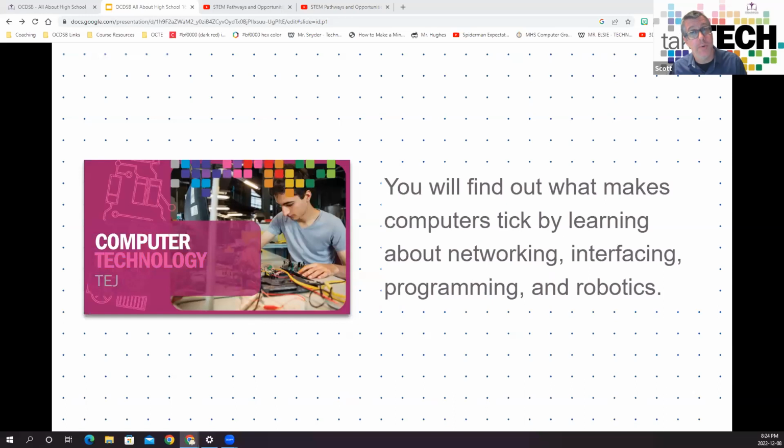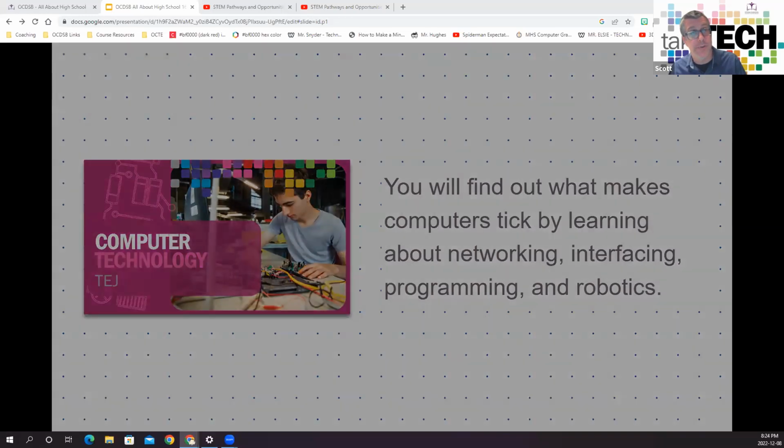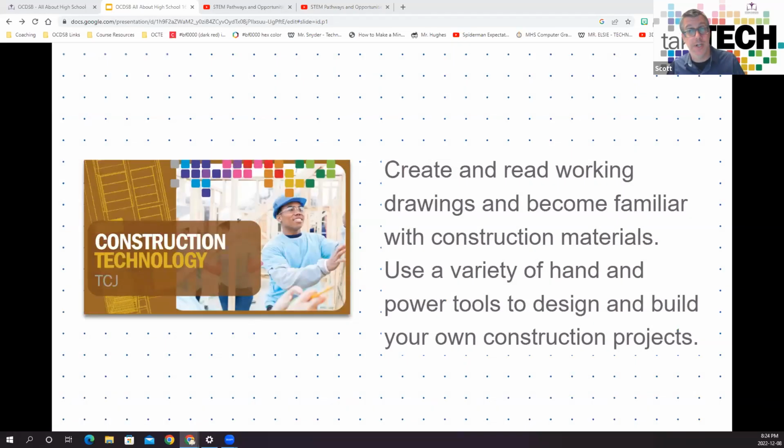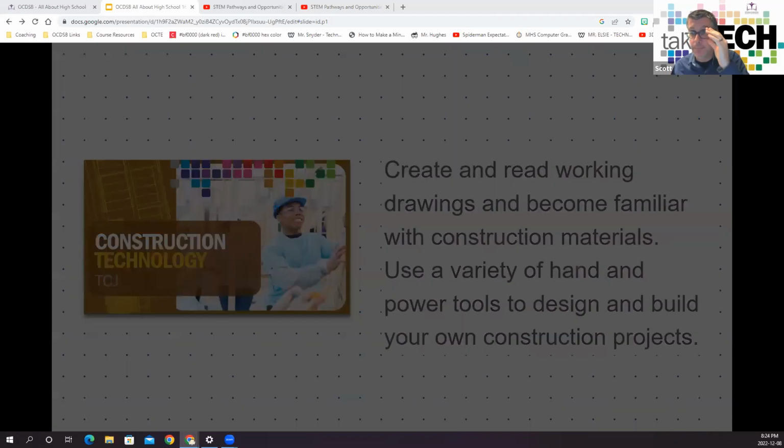Computer technology. So now we're getting into networking and the inner workings of a computer. We have construction technology, which is house building, but there's also woodworking. So there are two different courses there that students have an option of doing. Woodworking is cabinet making and more in that direction, whereas construction is more the house building side of it.